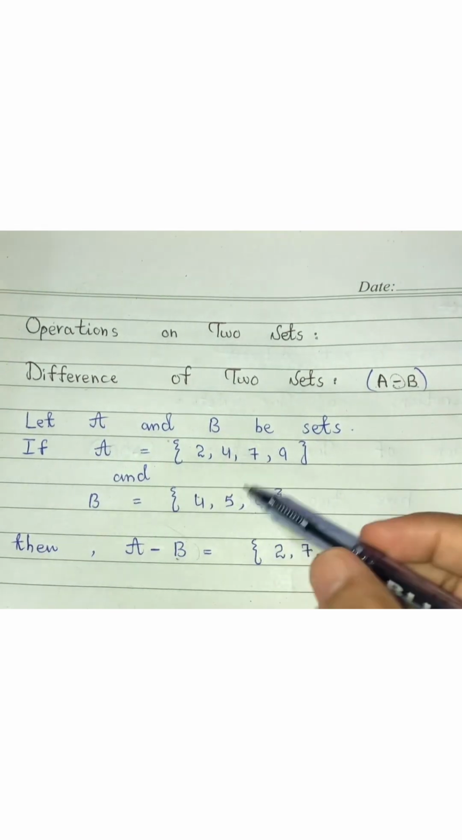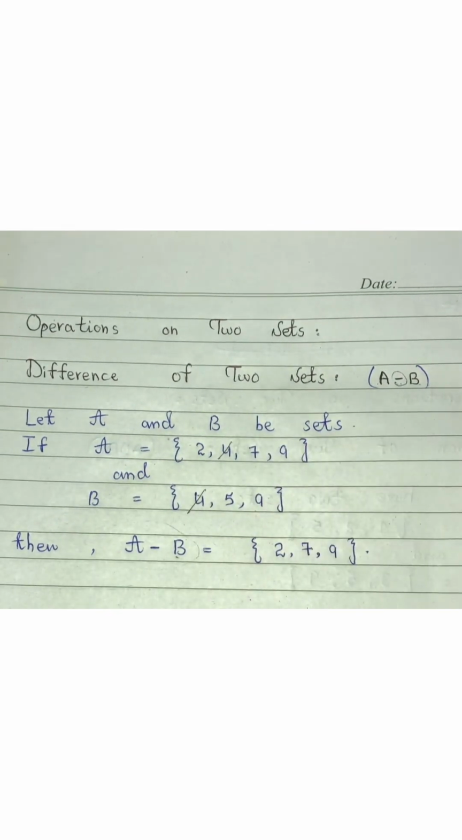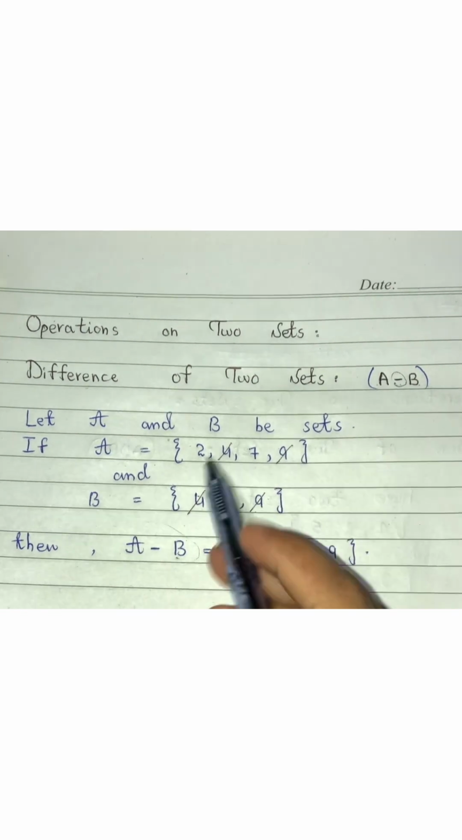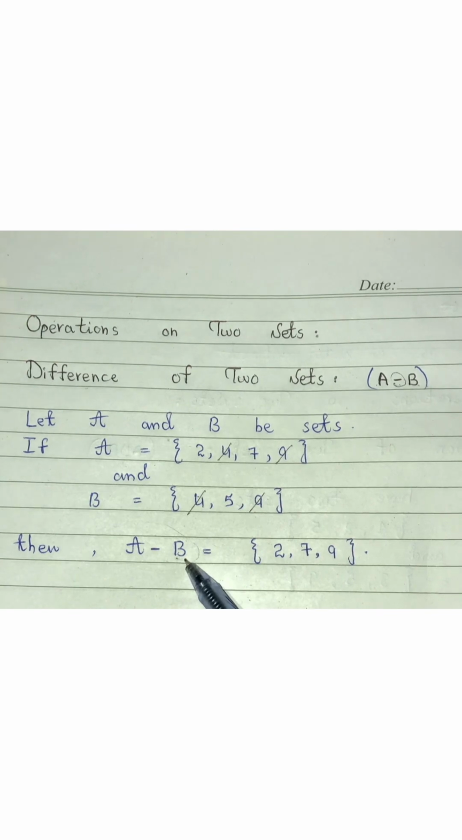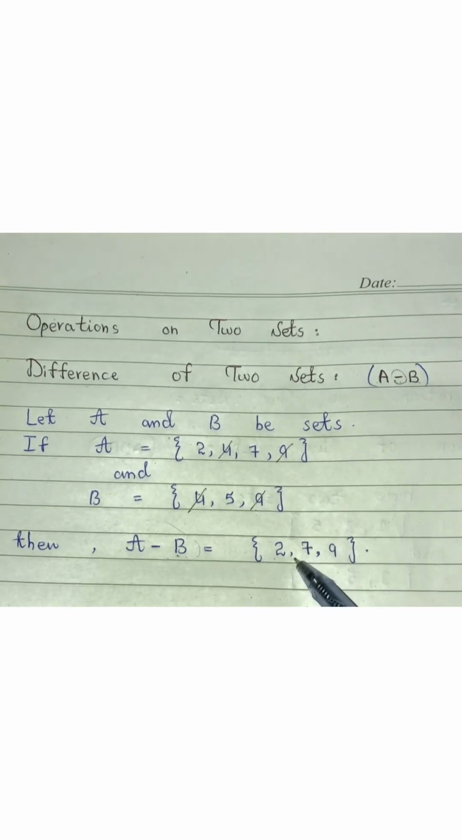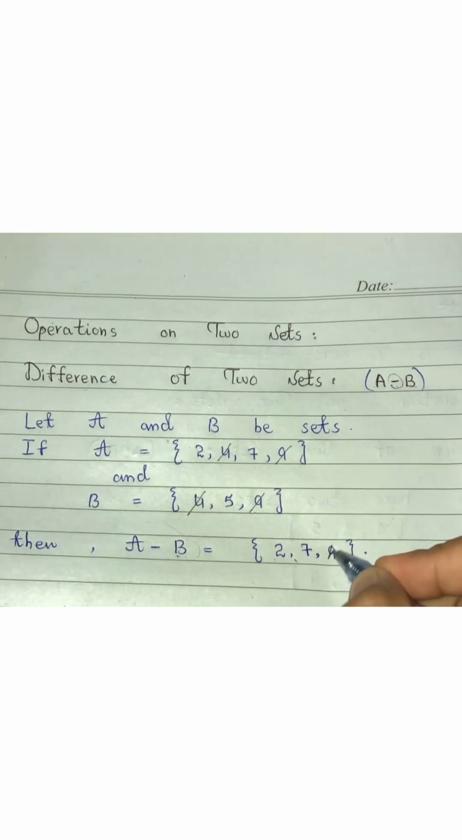Now the common elements we will cut. In both we have 4, we have 9. Now the remaining elements in set A is the difference of A difference B. See here 2, 7. Sorry, this 9 not.